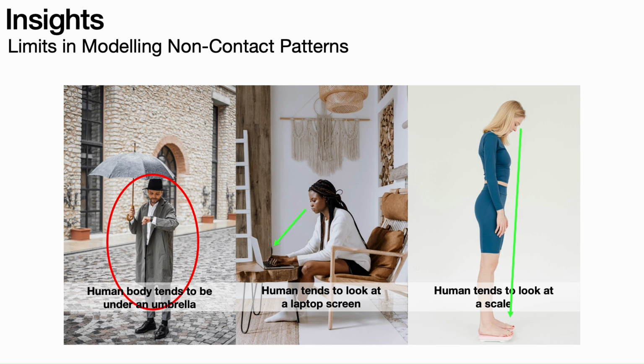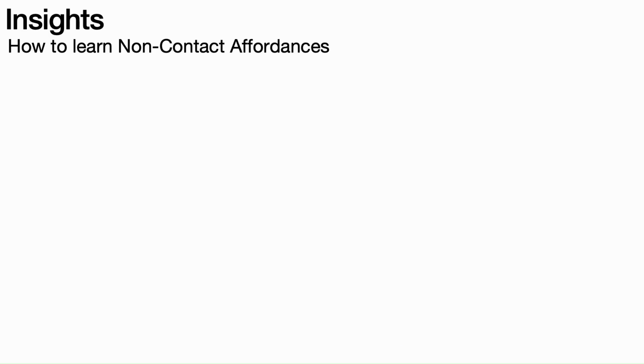Take laptop, for example. Humans interact with a laptop not only by typing on the keyboard, but also by looking at the screen. Umbrella is another example. Humans tend to be under the umbrella, and there are clear spatial patterns. Then the question arises: how do we learn such non-contact patterns?